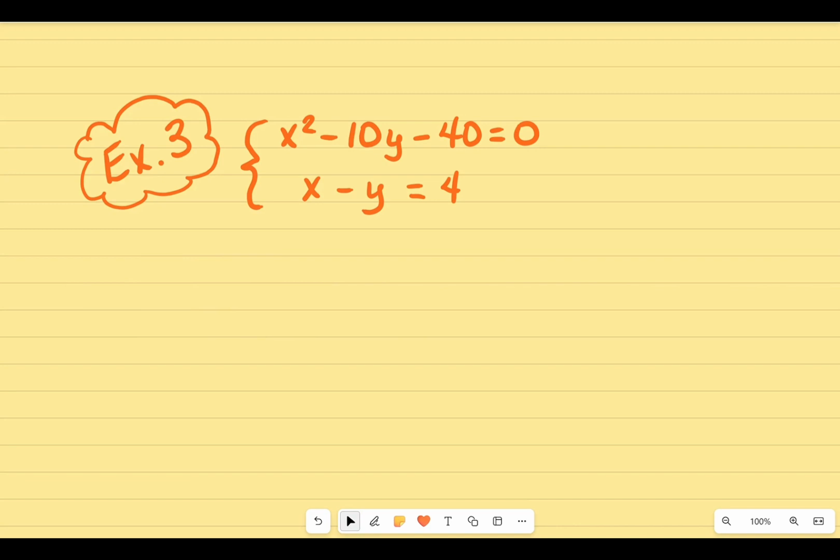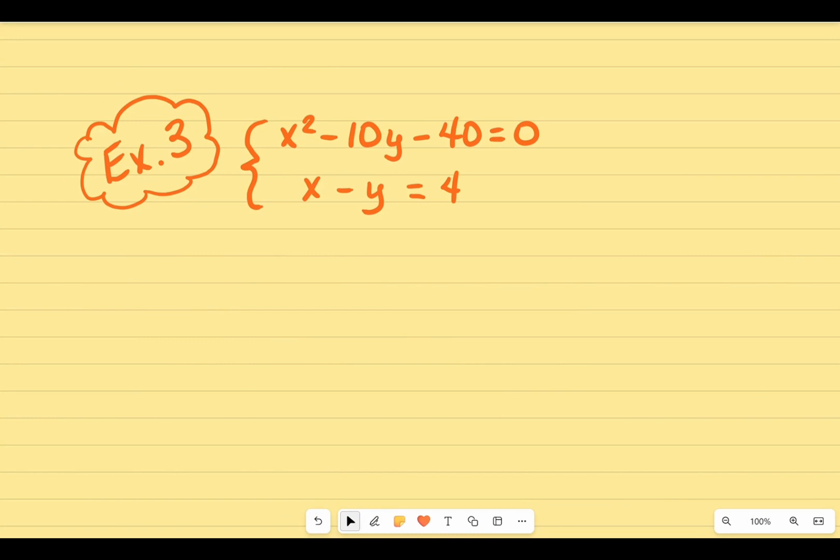Now for this last example, what I have is a quadratic as well as a linear system. And when I'm finished with this, I'm going to show you how to check your answers by graphing it. You can either use your graphing calculator or Desmos. If you use your graphing calculator, you're going to have to rewrite it where y is on a side by itself.